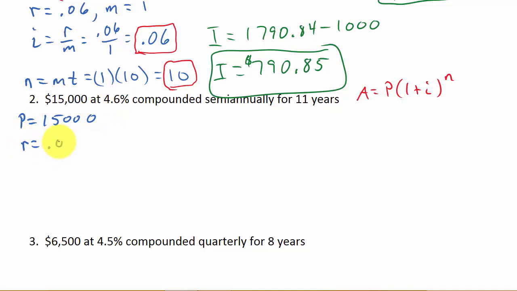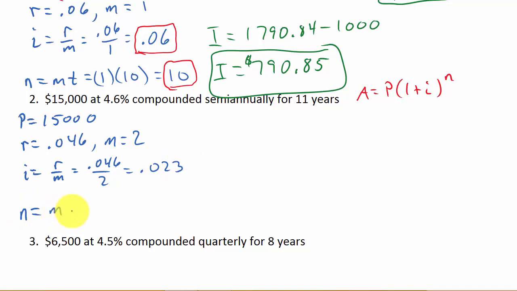So R is 0.046. M is equal to semi-annually, so M is 2. Okay, and so now I can get I, which is R over M, which is 0.046 over 2, which that's going to be 0.023. And then N is equal to M times T, which is M is 2 times T, which is 11 years, and that's equal to 22.